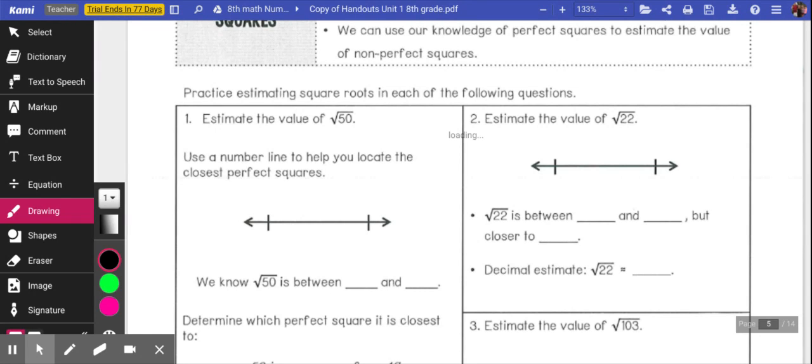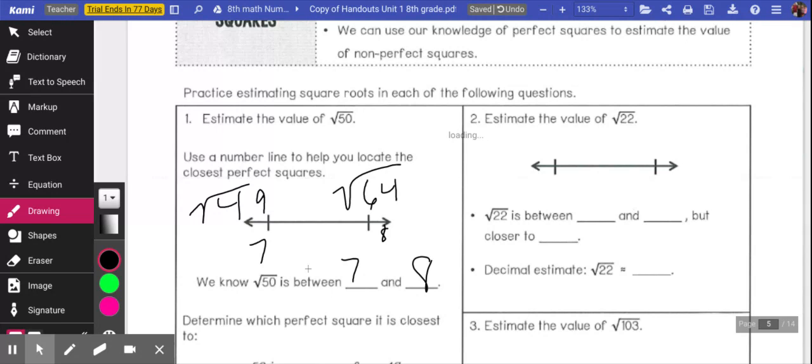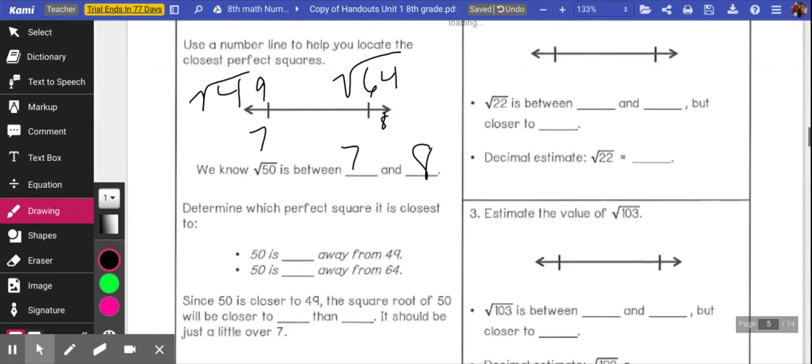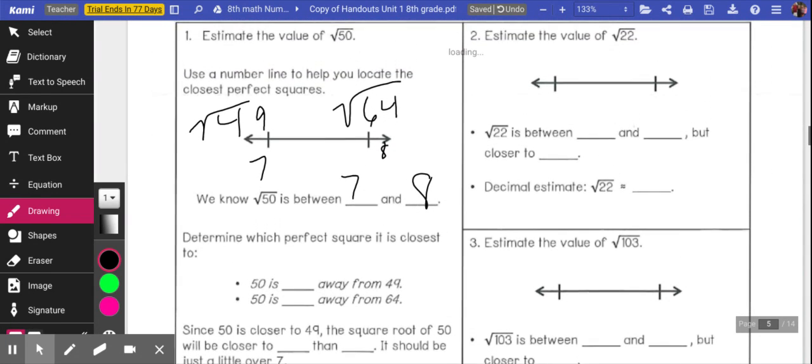I just think to myself, okay, I know that 7 times 7 is 49. And so without the number line, I'll write 7 here with maybe 49 above it. It's the square root of 49. And then it has to be between them. So the very next number is 8, and I know 8 times 8 is 64. So we know it's between 7 and 8. So it's obviously going to start with 7.